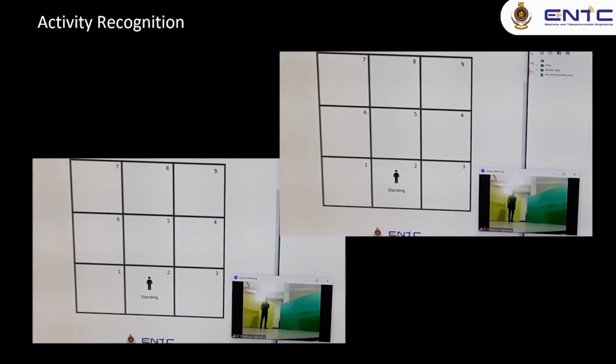This demonstration shows how the convolutional LSTM-based neural network accurately predicts the activity carried out by an individual.